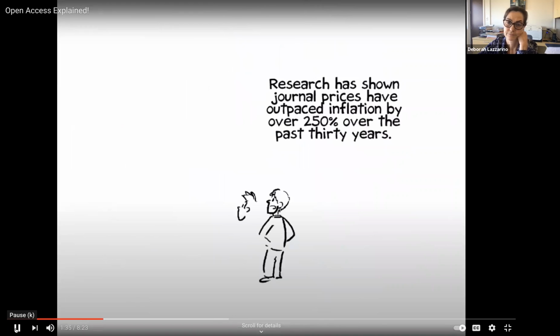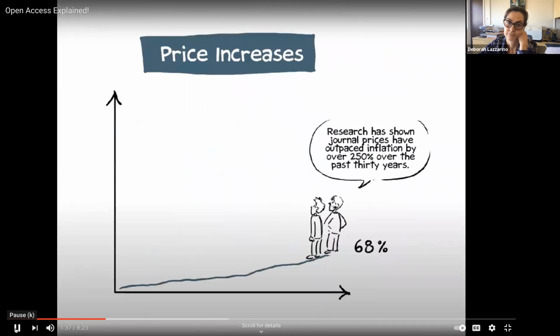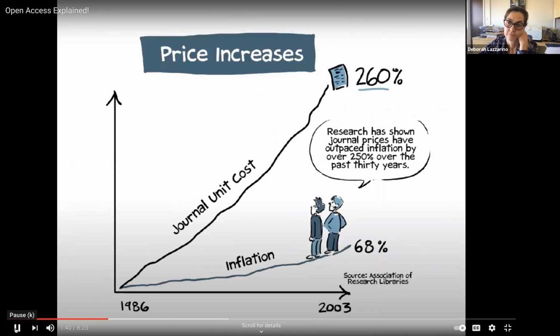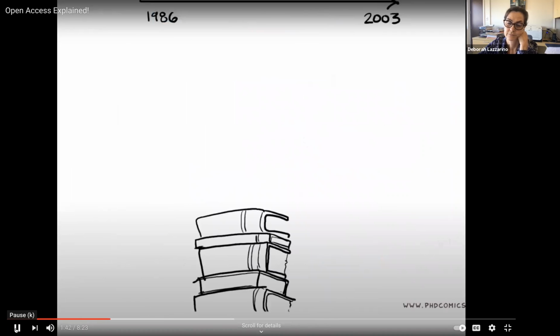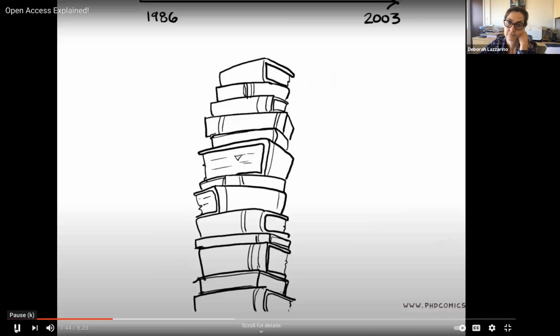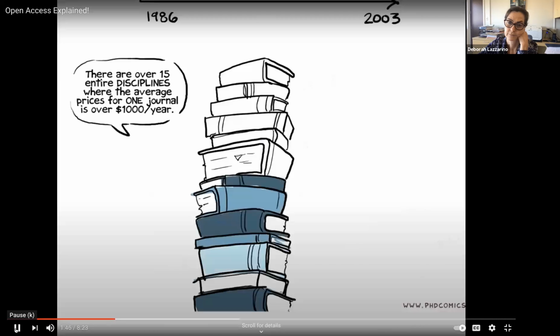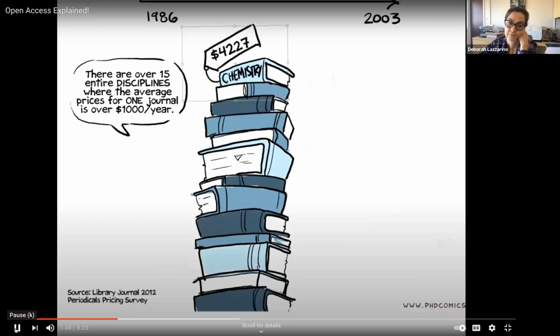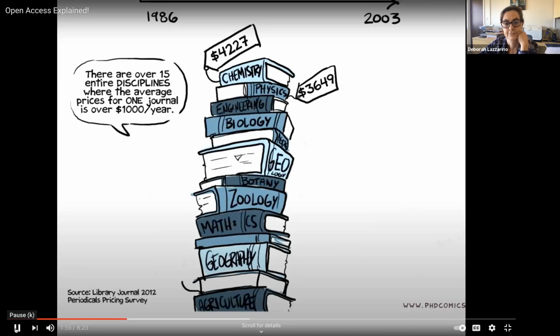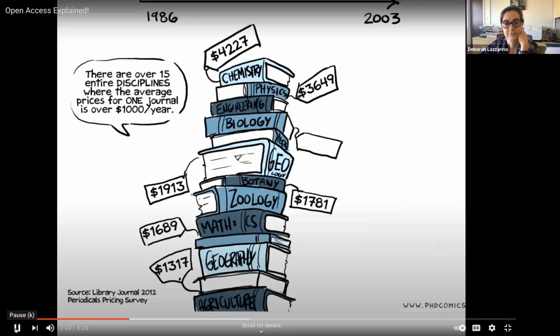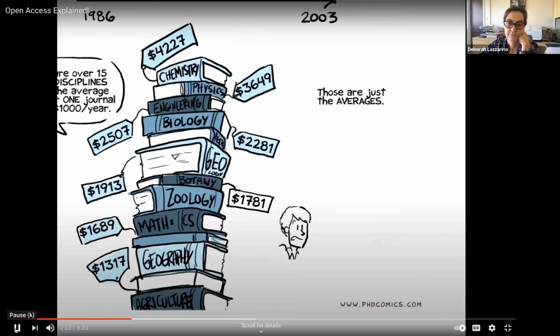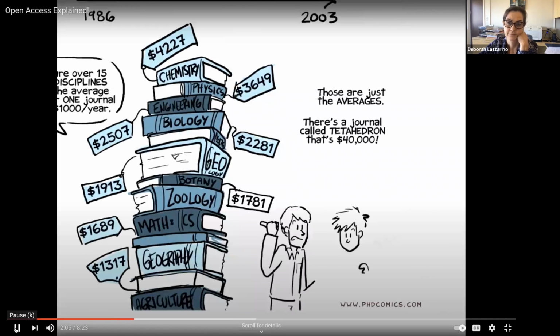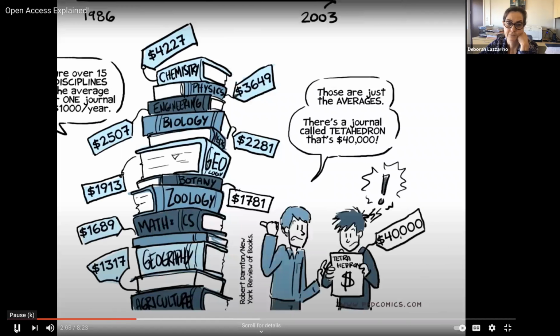Research has shown that journal prices have actually outpaced inflation by over 250% over the past 30 years. There are over 15 entire academic disciplines where the average price for one journal is over $1,000 for one subscription for 1 year. In chemistry, the average title is $4,227, and physics $3,649, and it even goes down into agriculture, which is still over 1,000, and geology and botany are all over 1,000. And those are just the averages. Those aren't the way out there. There's a journal called Tetrahedron that's $40,000.